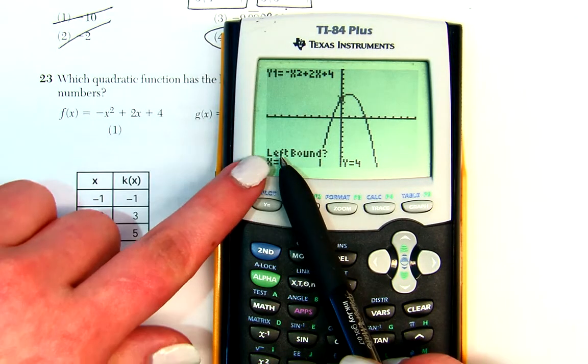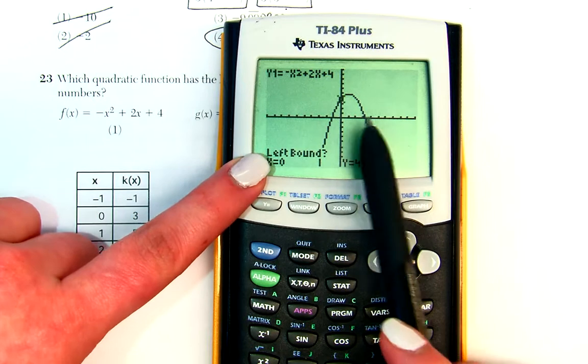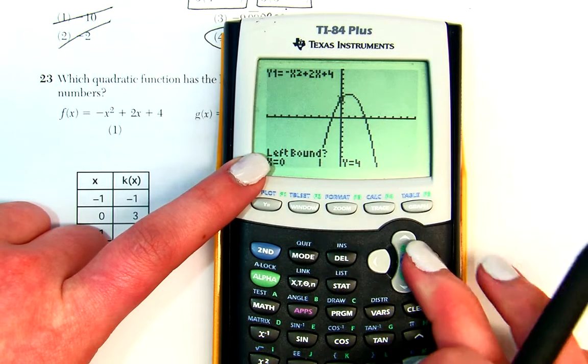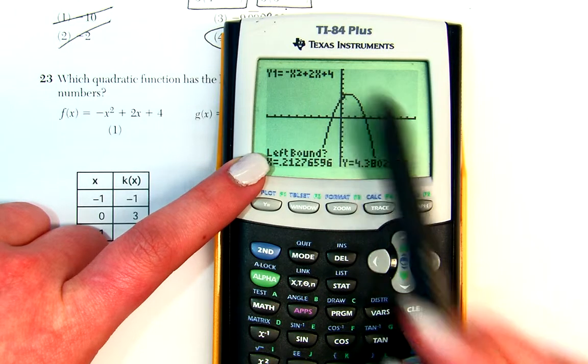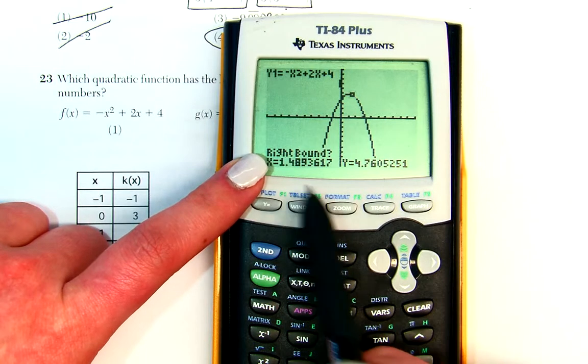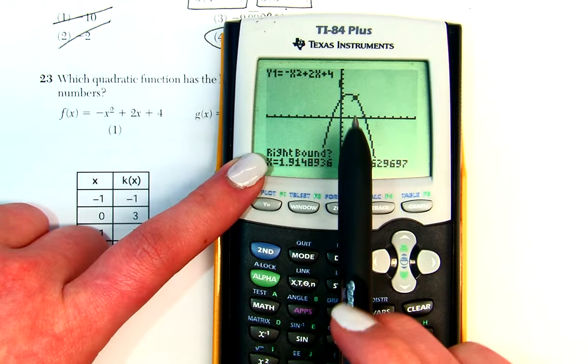It asks you for the left bound and then the right bound. So basically, how far left do you want me to look for this maximum? So you need something a little bit to the left of it, which is about there, and then I can scroll to the right, because it asks you for right bound, so maybe a little bit further.